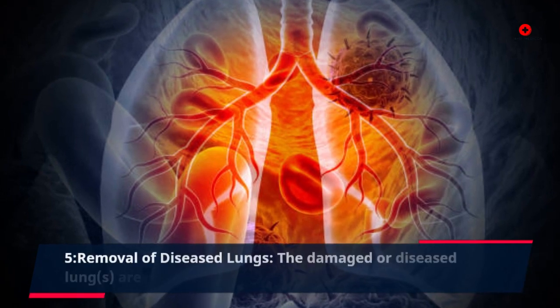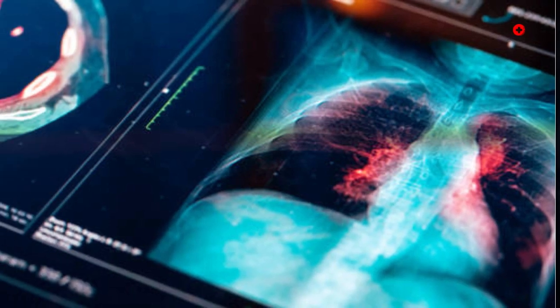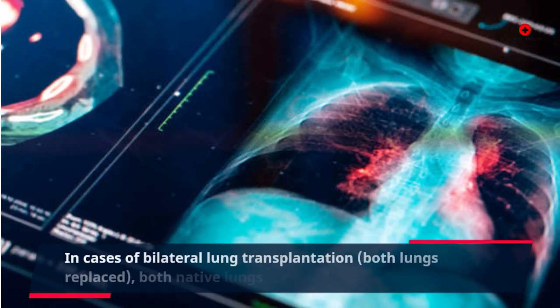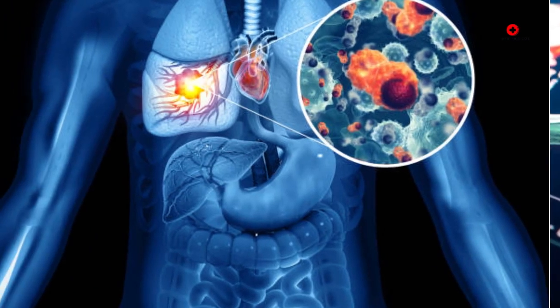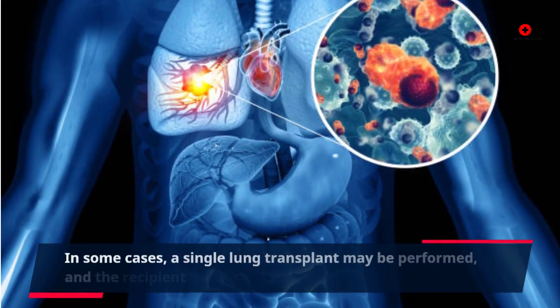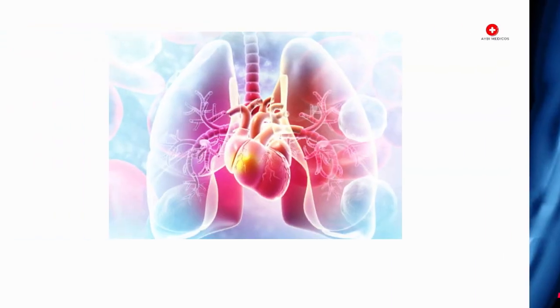5. Removal of diseased lungs. The damaged or diseased lungs are removed carefully. In cases of bilateral lung transplantation, where both lungs are replaced, both native lungs are removed. In some cases, a single lung transplant may be performed, and the recipient retains one native lung.